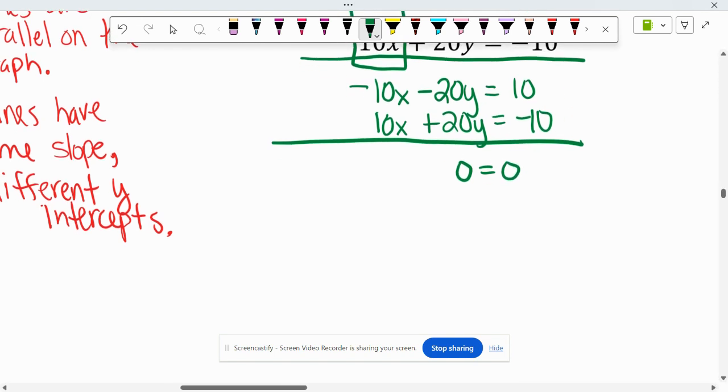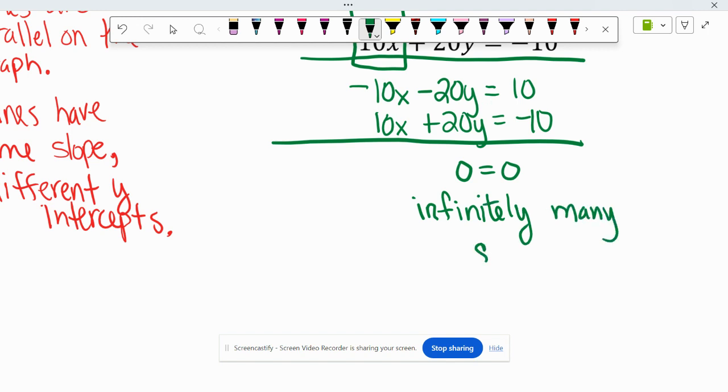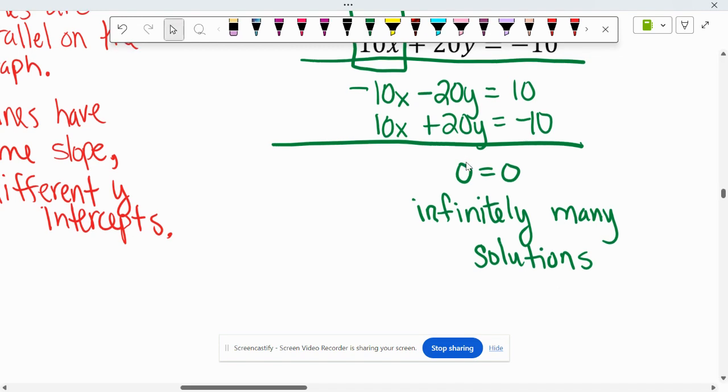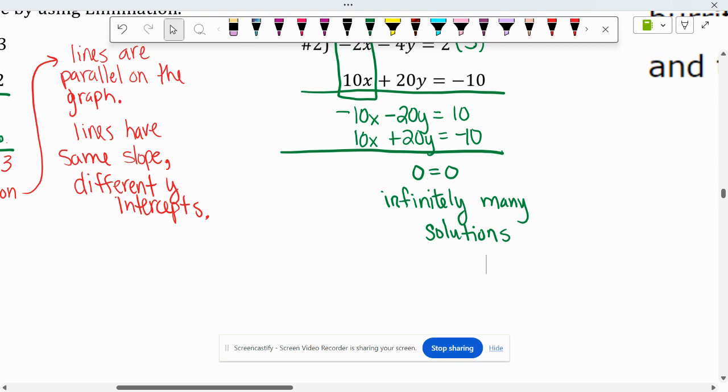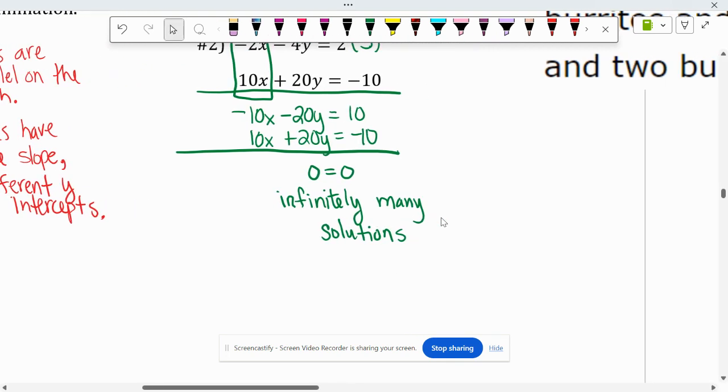0 equals 0. And I heard someone say it. Say it again. Was that Gianna that said that up front? Infinitely many solutions. Infinitely many solutions, right? Because it's true. 0 does equal 0. That gives me a true statement. So what does infinitely many solutions look like on the graph?